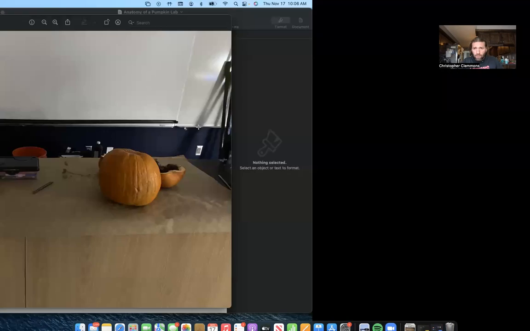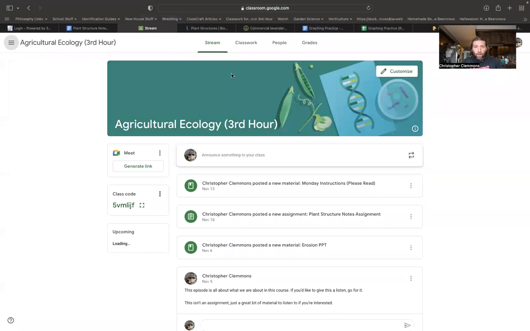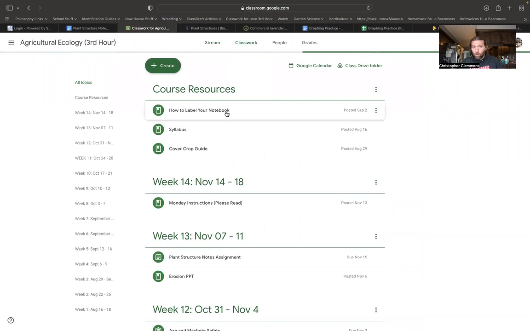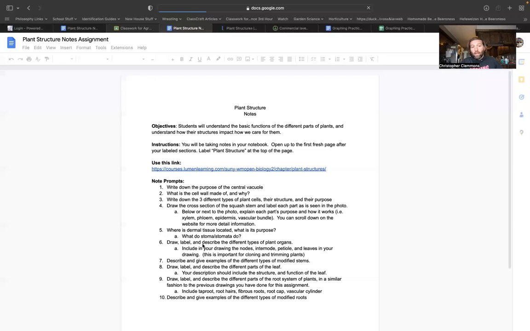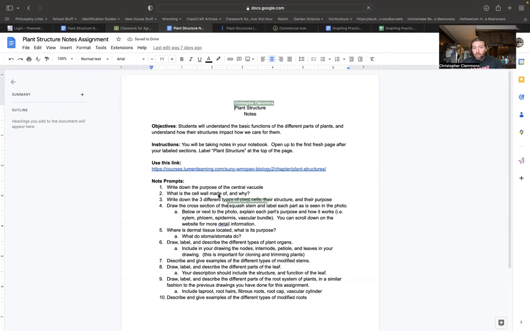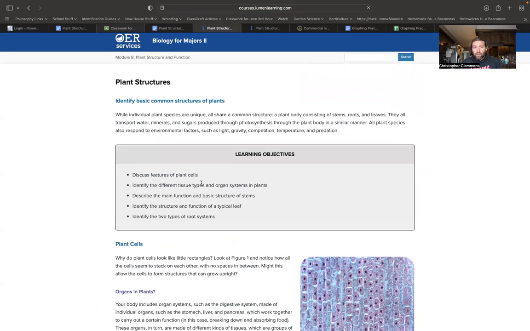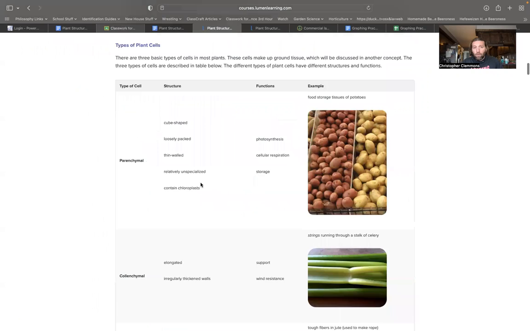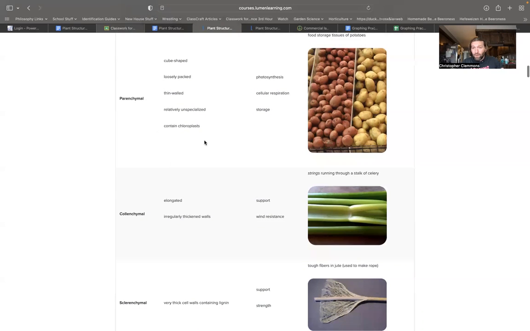Now, how are you supposed to know this information? Well, the assignment, and I should have had this pulled up to agricultural ecology, sorry. The assignment that you've been working on for the last week has this information about those types of cells. So when you go to the plant structure notes assignment, I do ask you to list the different types of cells and all of that. But on here, you will find information regarding this exactly, the sclerenchymal, the collenchymal, and it's going to tell you what they're typically used for. And if you just take a look at the pumpkin shape and all of that stuff, hopefully you should be able to figure that out.